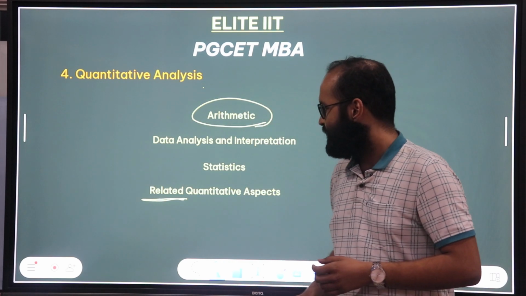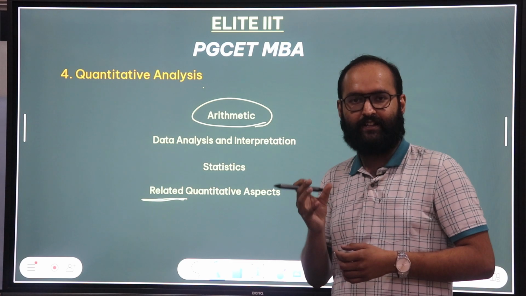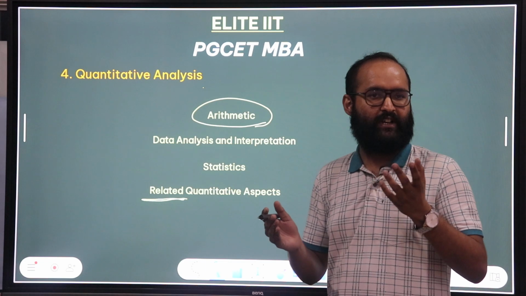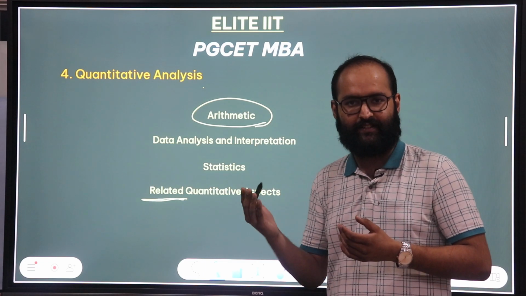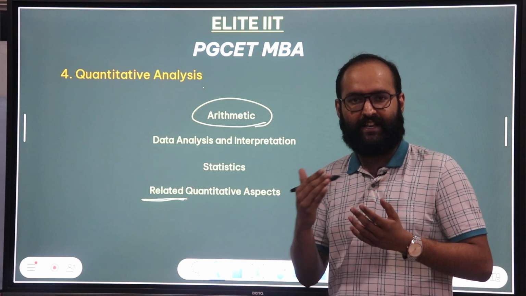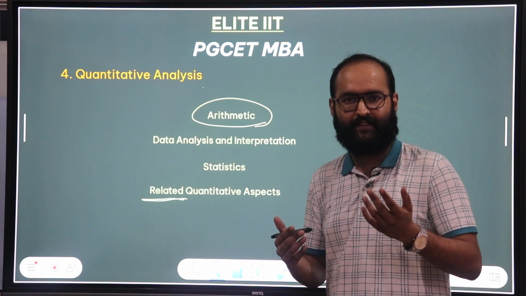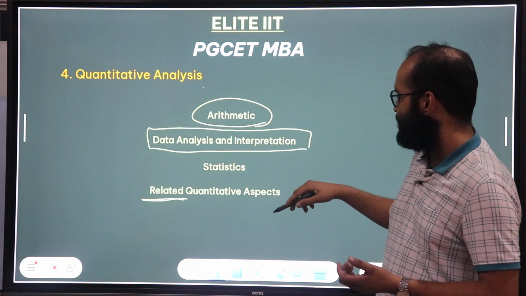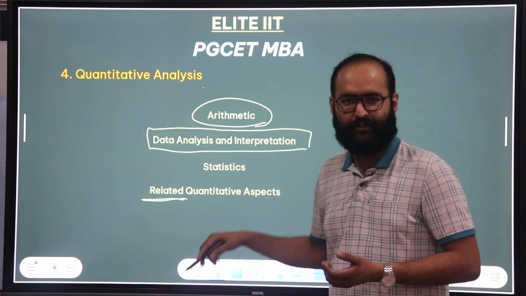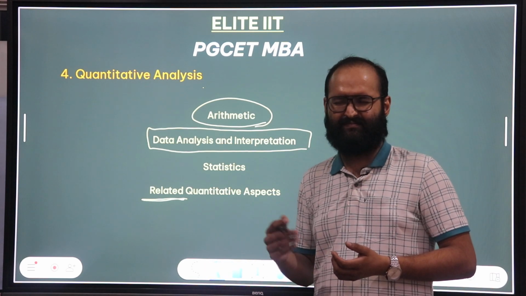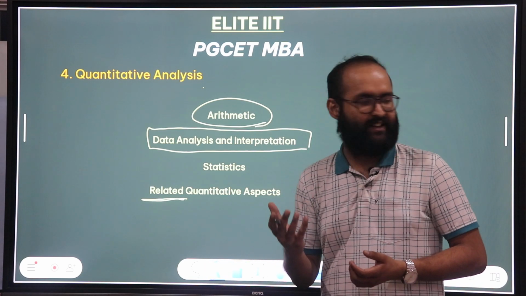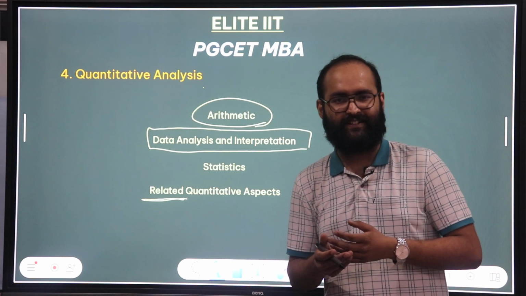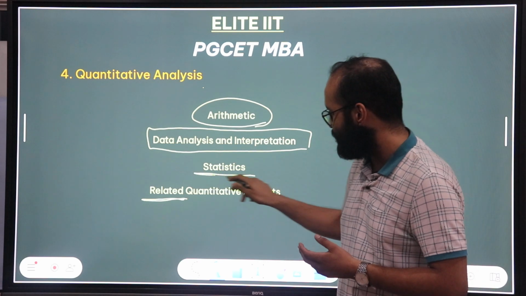In arithmetic, this vague thing, as I said, consists of multiple topics: profit and loss, simple interest, discount, average, problems related to ages, all those arithmetical concepts, HCF, LCM, number system. Data analysis, I told you about that. This is understood, isn't it? Data analysis and interpretation is very commonly understood, that it will be something related to pie chart, bar chart, or tabular data. Statistics is also understood.